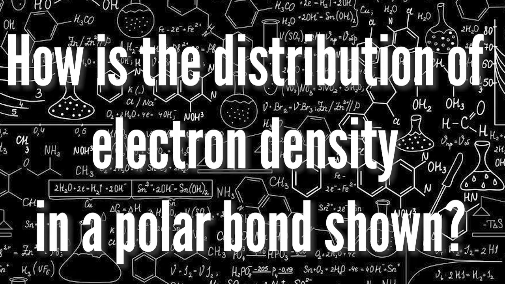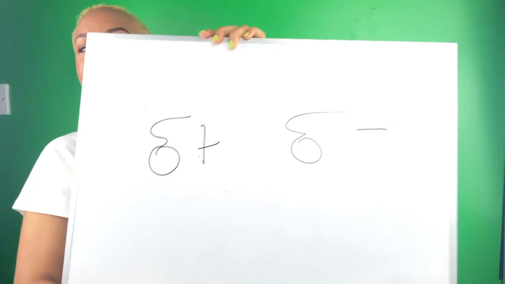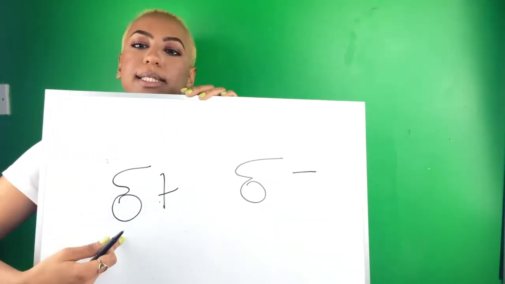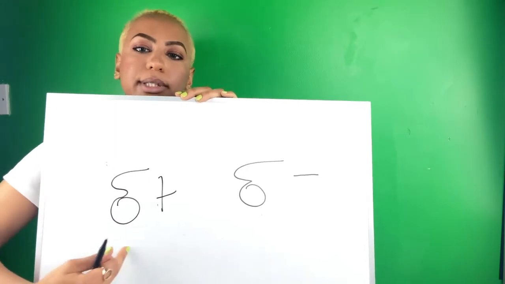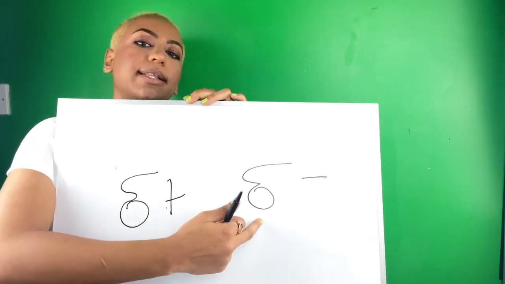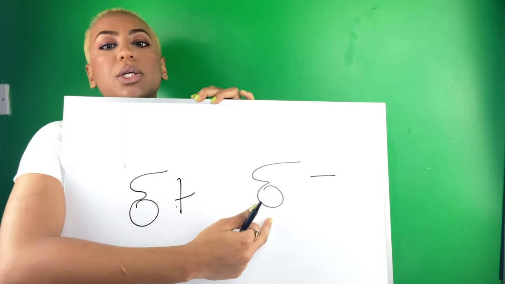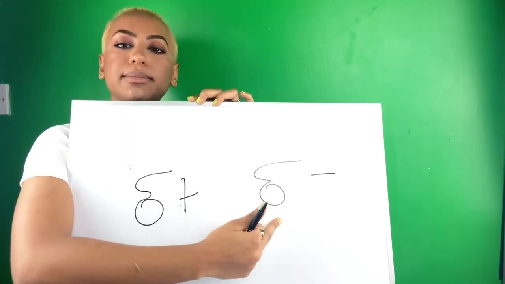24. How is the distribution of electron density in a polar bond shown? Like this. This means that the electron density is moving away from whatever atom this is under, and this means that the electron density is moving towards whatever atom this is under.